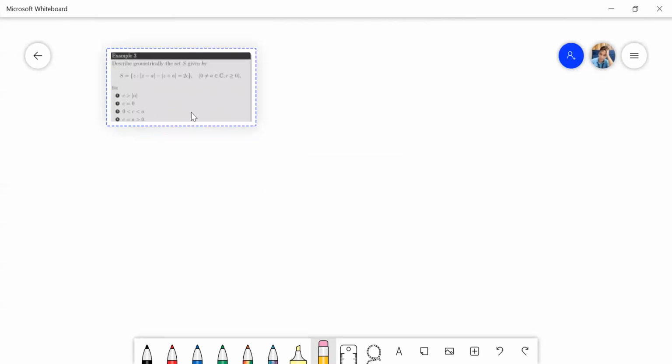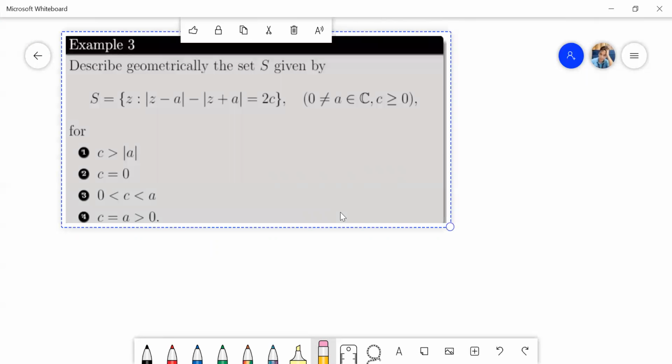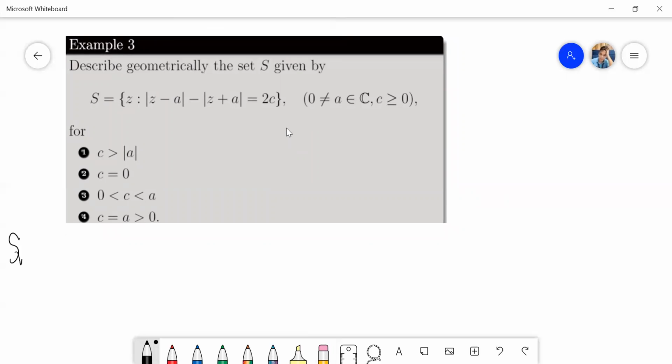So let's consider answering example 3 here. In this case, we are going to describe geometrically the set S given by the set here, in which we have cases: C is greater than the modulo of A, C is equal to 0, or C is between 0 and A exclusive. And we also have C equals A where they're both positive. So let's start with the first case.